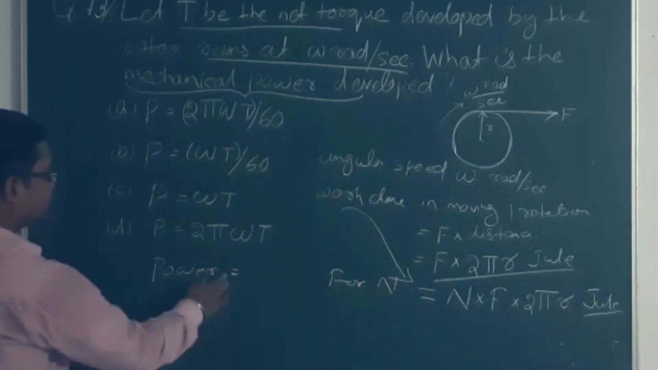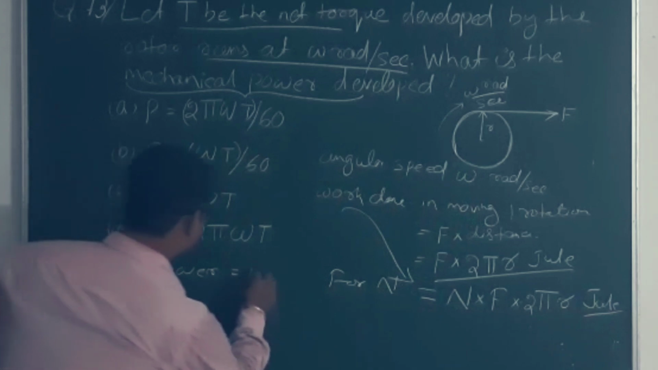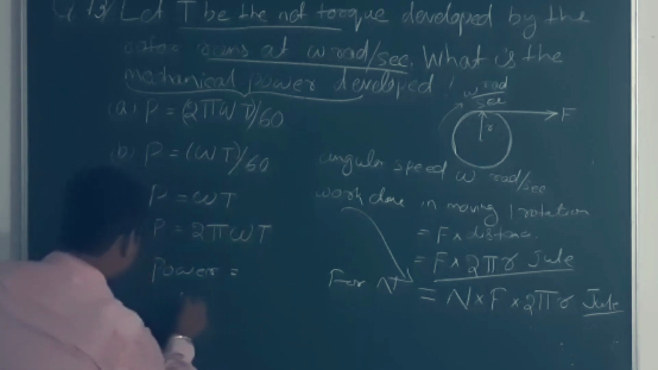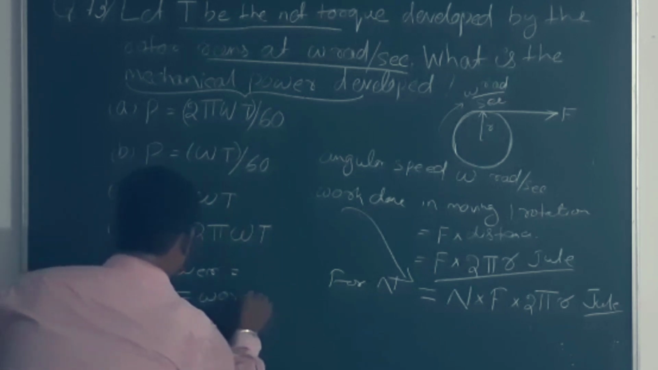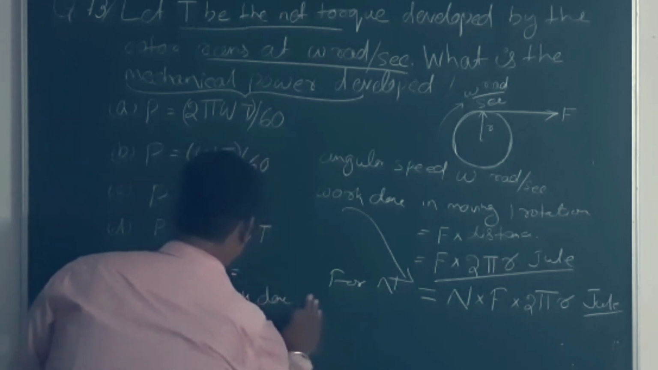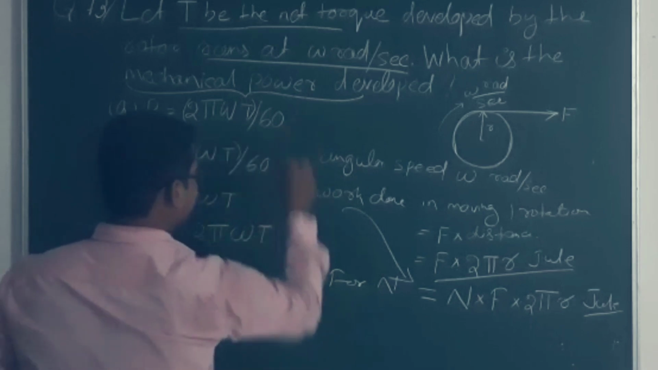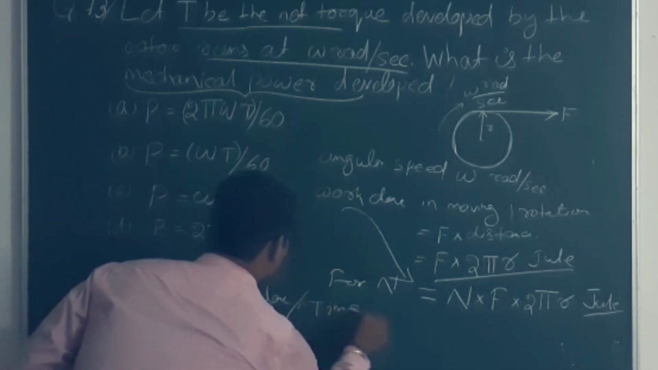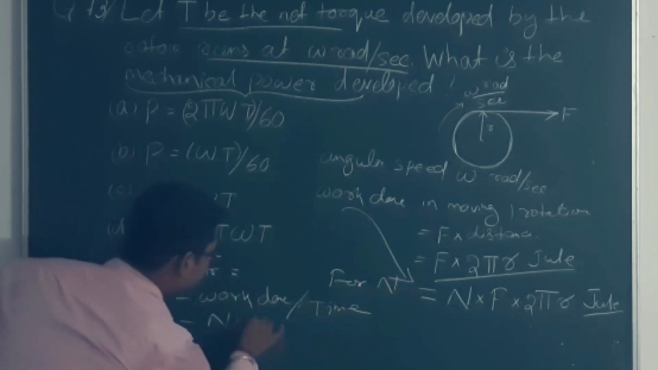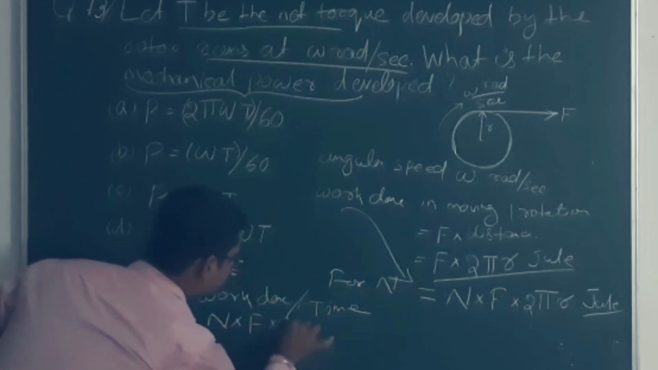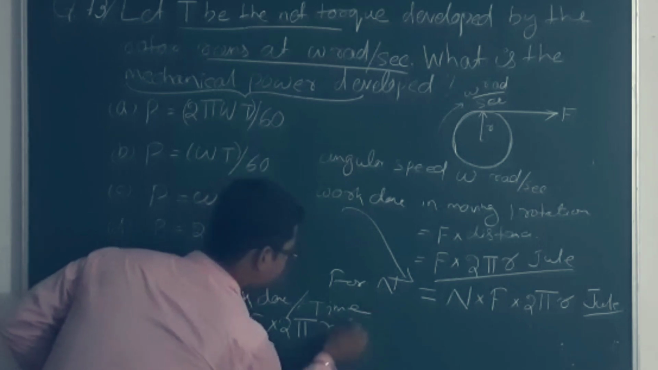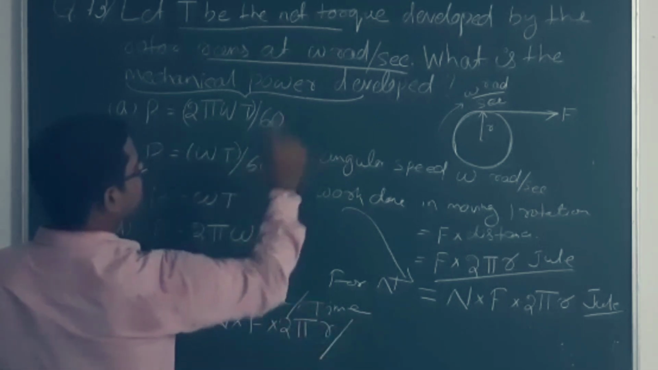Then what is the power? Power is work done per time. Per time means per second. The work done here is n into F into 2 pi R, divided by the time, and time is in seconds.